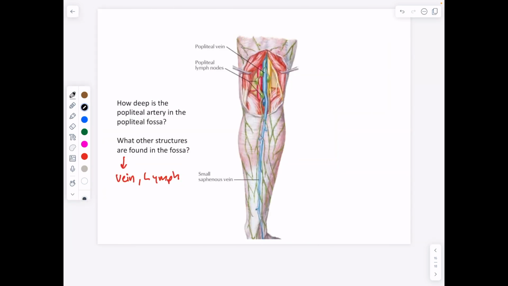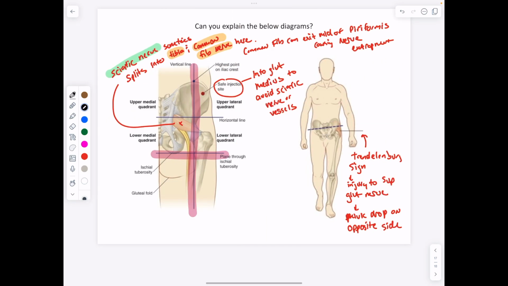All right, so what's in the popliteal fossa region? We have the artery, we have veins, we have lymph, and the small saphenous vein is going to be a branch of the popliteal vein. Not too bad. When we're looking at the hip region here, we break it up into quadrants.